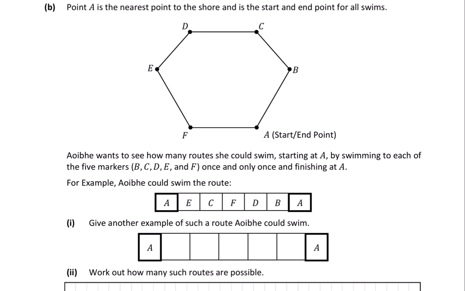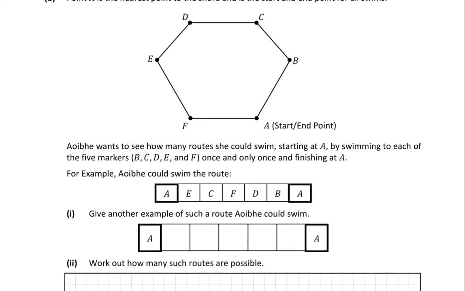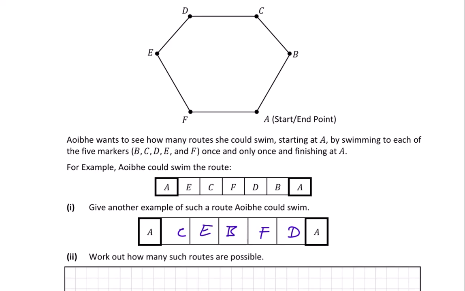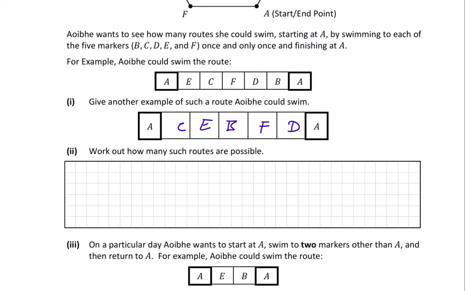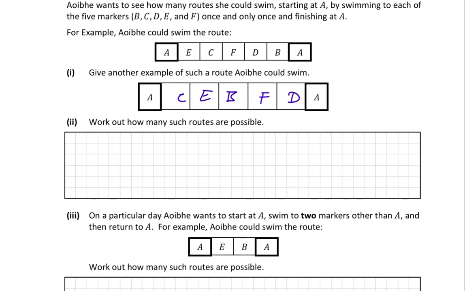So we have to do another one. So what I'm going to say is from A to C to E to B, F, D, and A. So she can start at A, go to C, go to E, then she can go to B, then she can go to F, then she can go up to D, and then down to A again. Okay, so that's that one. How many such routes are possible is the next thing.